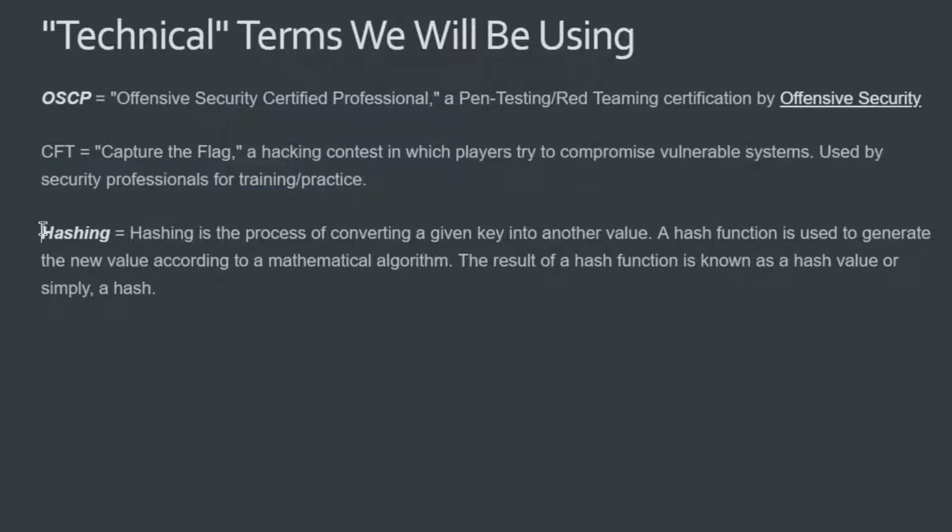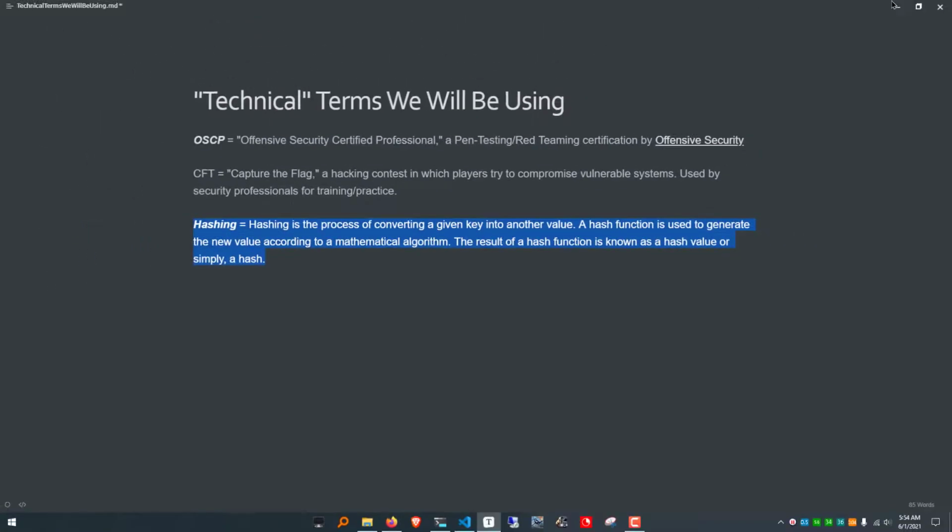And the last thing we're going to talk about that you may not be familiar with is hashing. Hashing is the process of taking one value and converting it into another one. A hash function is used to generate the new value according to a mathematical algorithm. The result of a hash function is known as a hash value or simply a hash. And we'll get into more of that later on.